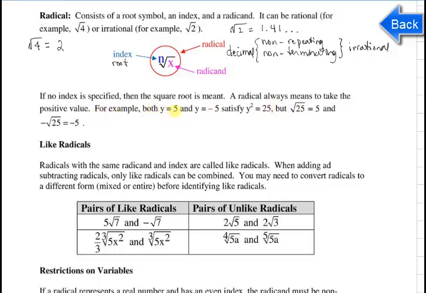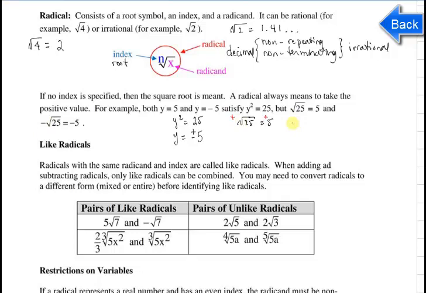For example, both y equals 5 and y equals negative 5 satisfy y squared equals 25. The reason for that is when I give you an equation like this, where y squared equals 25, I'm not specifying whether your answer should be positive or negative, and so it's understood that when you take the square root of 25, it will be plus or minus 5. But if I give you the square root of 25, the answer has to be 5, because your radical is understood to be positive. We call that a positive square root.